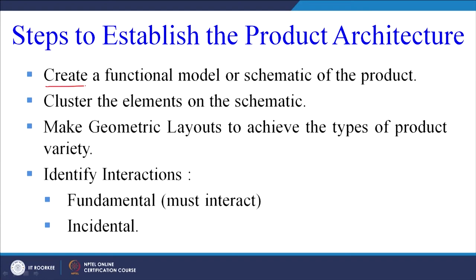Now steps to establish the product architecture. So there are two types of approaches we have understood. One is the modular approach, another one is the integral approach. So let us now try to understand what are the steps that we have to follow. First, we will try to understand it with the help of an example. Create a functional model or a schematic of the product. First is the schematic: how it will be working.